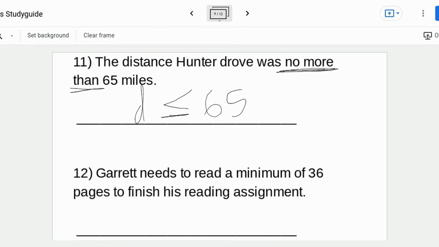And number 12, Garrett needs to read a minimum of 36 pages to finish his reading assignment. So I'm going to put a P because we're talking about pages. My number is 36, and it says he needs to read a minimum, right? Minimum, remember, is like the least that he can read. So we're okay if he reads more than, but he must be at least, right? A minimum of 36, so greater than or equal to 36.